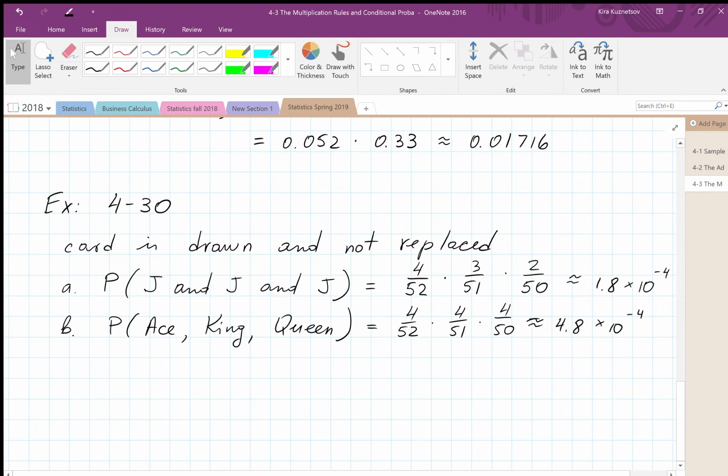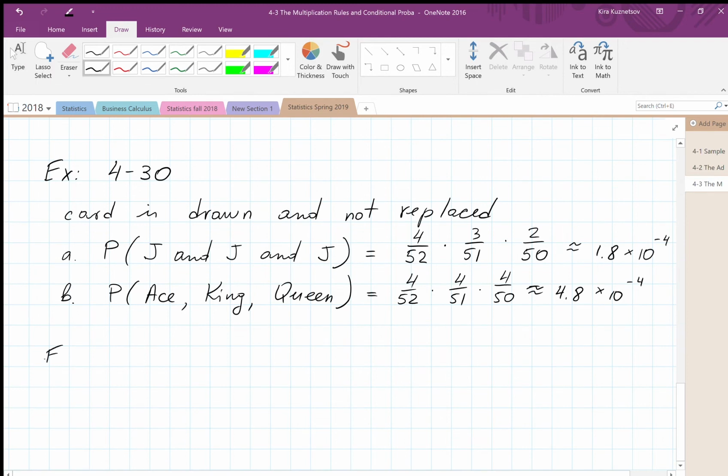Another example that I wanted to show you is on the next page. It's 4-31. A box contains 2 red balls, 1 blue ball. Box 2 contains 3 blue balls and 1 red. A coin is tossed. If it falls heads up, box 1 is selected and a ball is drawn. If it falls tails up, box 2 is selected and a ball is drawn. Find the probability of selecting a red ball.